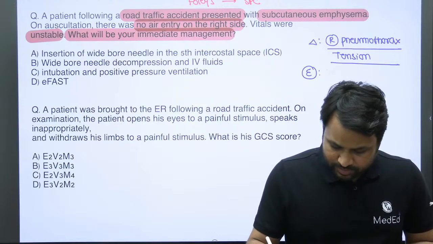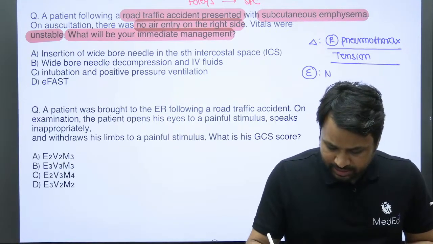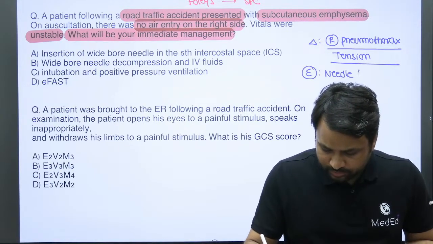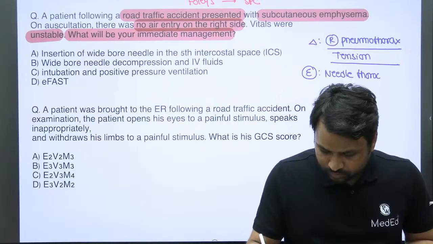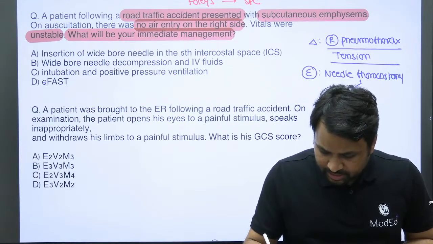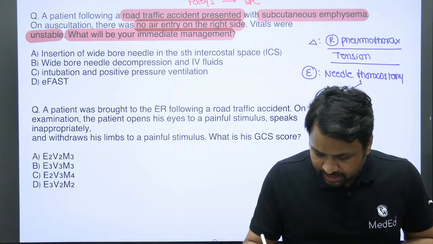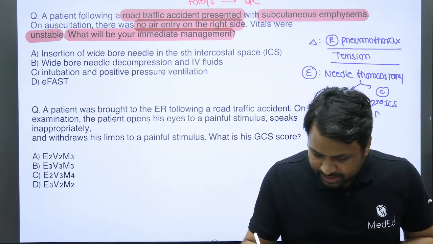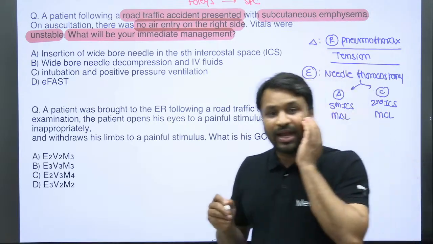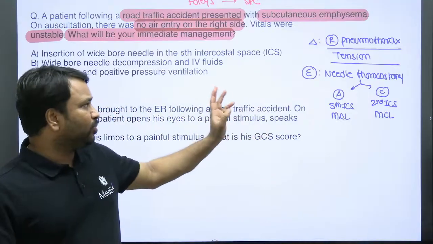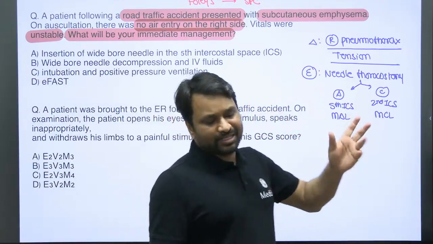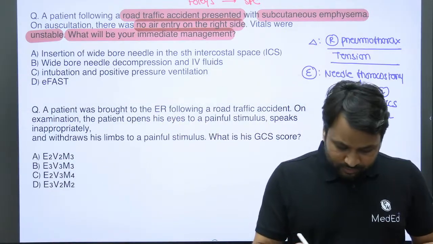Here we would do something called as the needle thoracostomy. Now my question is where? If the patient is an adult, in an adult we will put in the 5th intercostal space of the mid axillary line. In a child, it is going to be the 2nd intercostal space in the mid clavicular line, right? As a definitive management, we all know we are going to put the intercostal drain, that is ICD, in the safety triangle.